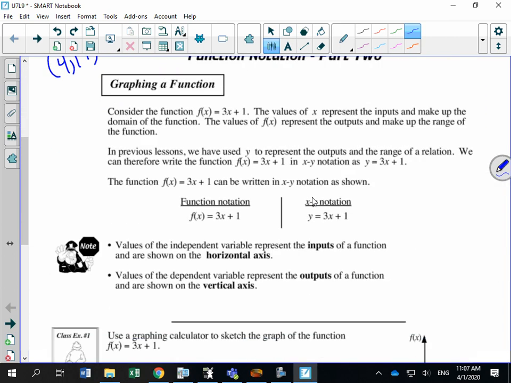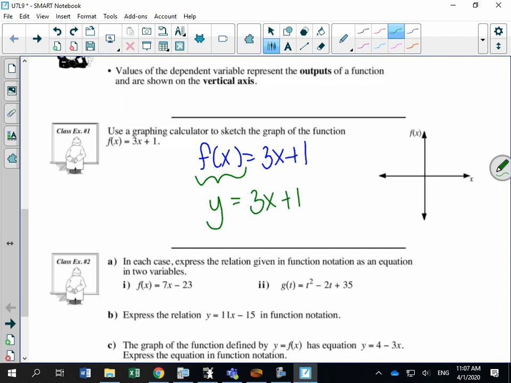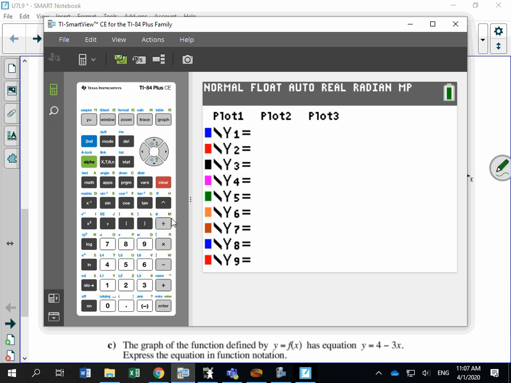Let's look at class example number 1, which is going to be dealing with graphing. It says, use a graphing calculator to sketch the graph of the following function. F of x is equal to 3x plus 1. So I'm going to write that down. F of x is equal to 3x plus 1. I know that to write this in XY notation, it would be y is equal to 3x plus 1. And then to graph this, on your calculators, you would go to y is equal to, and type in what function they want. So the function that they want us to graph is 3x plus 1.